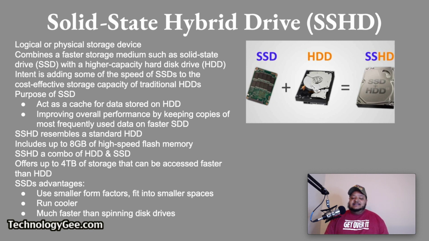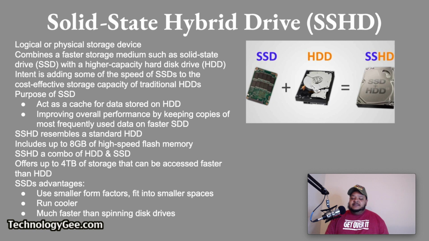The purpose of the SSD in a hybrid drive is to act as a cache for the data stored on the HDD, improving the overall performance by keeping copies of the most frequently used data on the faster SSD. An SSHD resembles a standard HDD, but it also includes up to 8 gigabytes of high-speed flash memory. An SSHD is a combination HDD and SSD, offering up to 4 terabytes of storage that can be accessed several times faster than with an HDD.